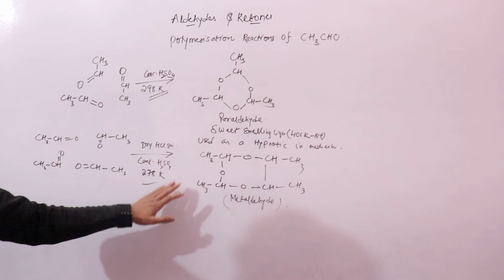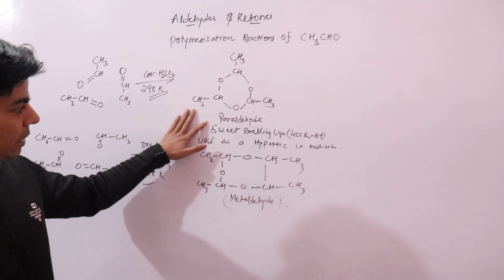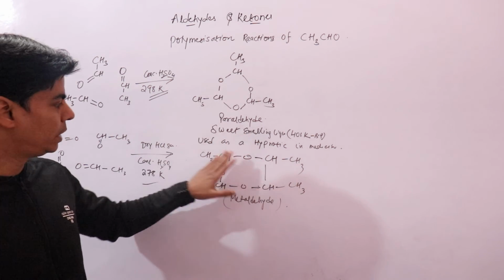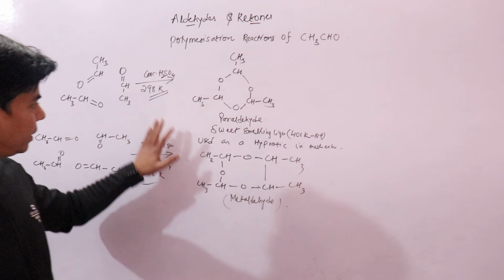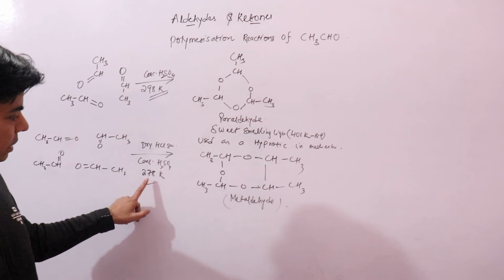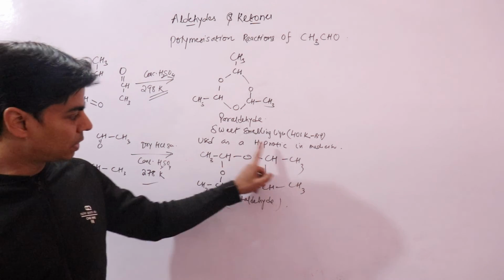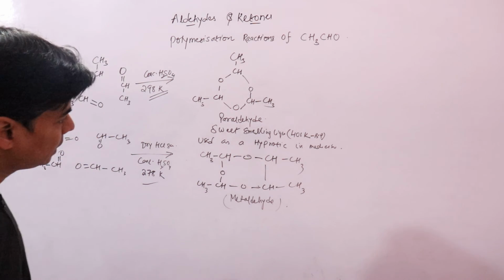So these are two important polymerization reactions of acetaldehyde. Paraldehyde, which is a sweet smelling liquid, used as a hypnotic, and if you just change the conditions, lower down the temperature in presence of a few drops of concentrated sulfuric acid, it will form a tetramer, metaldehyde.